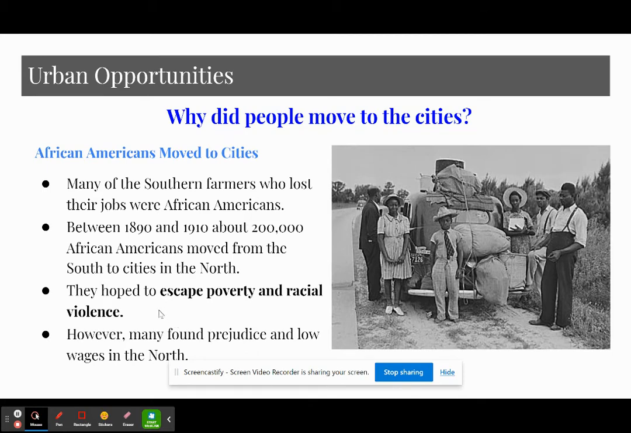Who else moved to cities? As we looked at in the last module on discrimination, segregation, and migration, African Americans moved to cities. Many of the Southern farmers who lost their jobs were African Americans. Between 1890 and 1910, about 200,000 African Americans moved from the South to cities in the North. We're going to see that number go up to about 700,000 by the 1970s.